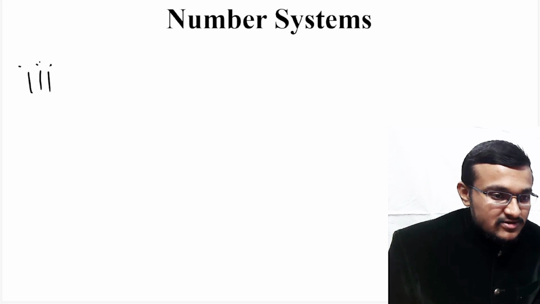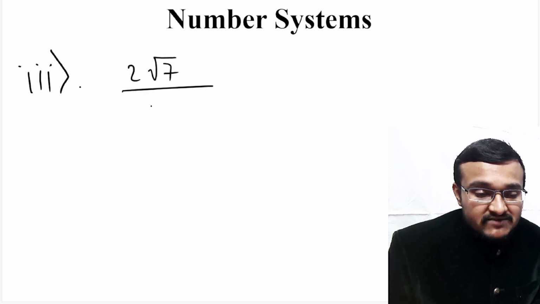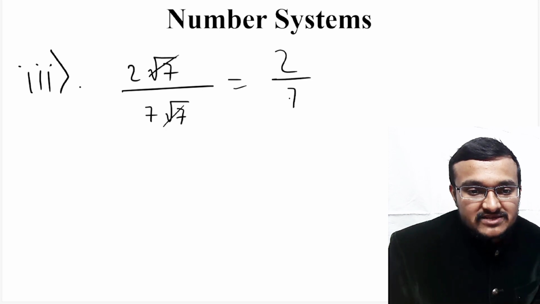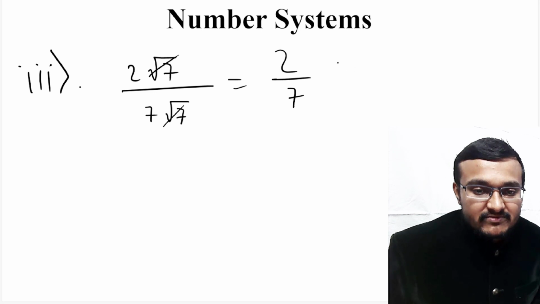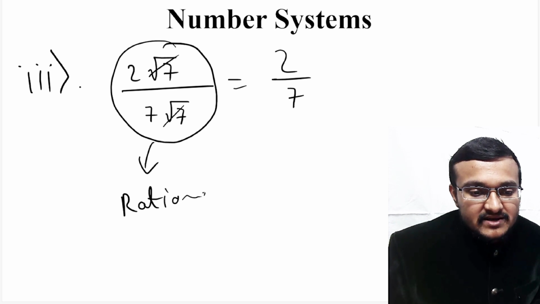Now moving on to the third question, here they have given 2 root 7 divided by 7 root 7. So here root 7 can get cancelled with each other, so 2 by 7 will be remaining, which is a rational number. So that means 2 root 7 divided by 7 root 7 is a rational number.